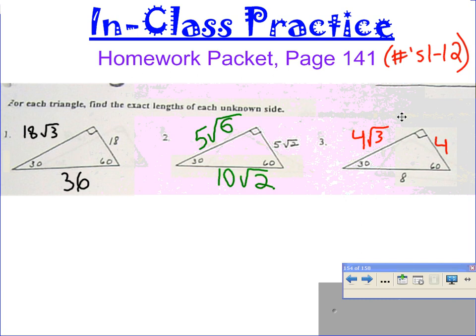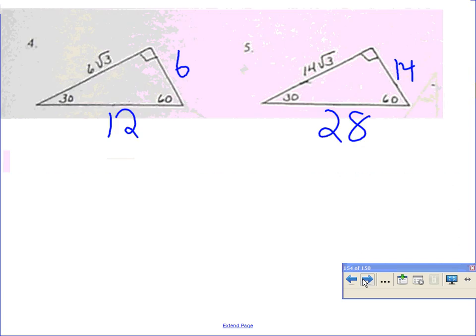Okay, Michelle, how about number 4? Short side is 6 and long hypotenuse is? Good job. I just couldn't hear you. So number 4, the short side is 6, hypotenuse is 12. Since 5 is already up there, short side is 14, hypotenuse is 28.